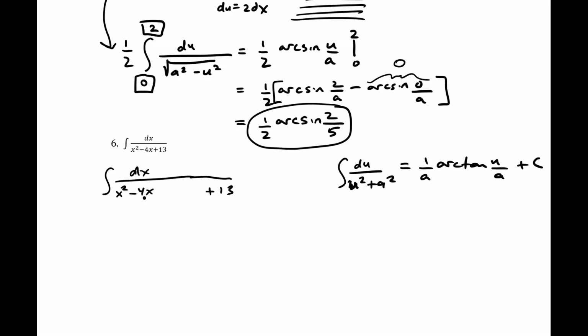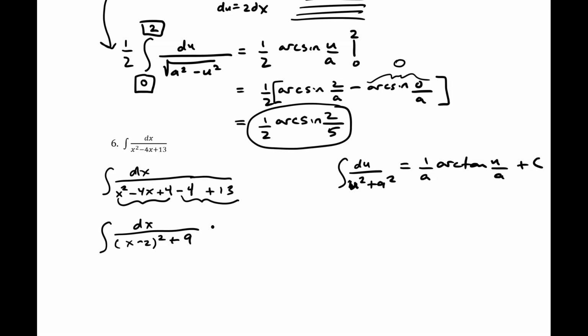And I'm going to take half of the coefficient of the x term, so negative 2, and square that. So I'm going to add 4. But you can't just add 4 into the problem. You have to keep things balanced. So I'm also going to subtract 4. So now this becomes the integral of dx over, this is my perfect square. x squared minus 4x plus 4 is x minus 2 squared. And then the negative 4 and the positive 13 combine to give us a plus 9.